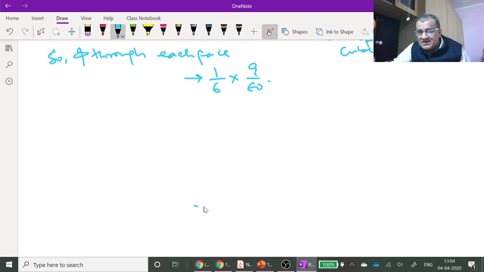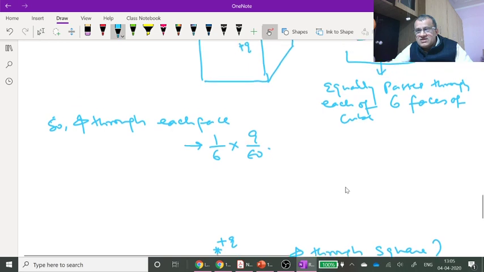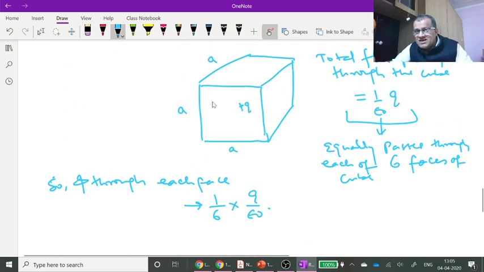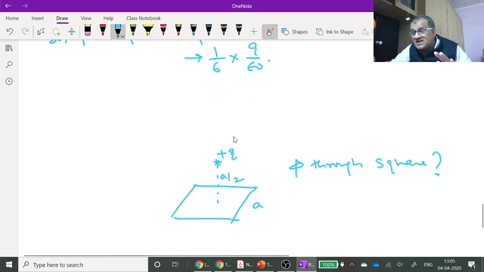The question which has been asked by NCERT, and is a common question, is a little modification of this question. They say there is a square of side A, and at a height of A by 2 from it, there is a charge plus Q placed. The question asked is the flux through this square, how much is it? Can you see that this question and the cube question are exactly the same? If I say this is a cube of side A, each face of this cube is a square of side A, and the charge is placed at a distance of A by 2 from each face. So these two questions are exactly identical.